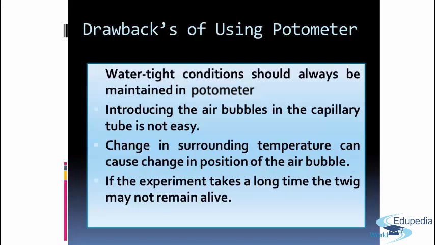So these are all the drawbacks of using the potometer: watertight conditions should always be maintained in the potometer, introducing the air bubble in the capillary tube is not easy, and air bubble maintenance is also not easy because of the all-time changing environment. And the twig also does not remain alive for a longer time if it is kept in the potometer. So we have discussed the drawbacks of the potometer.